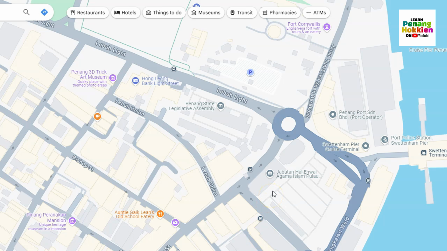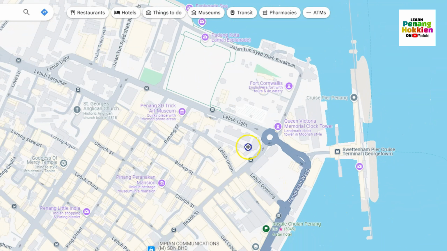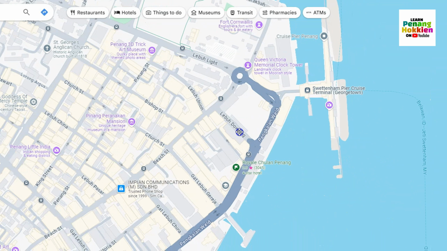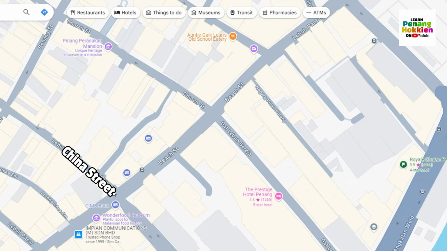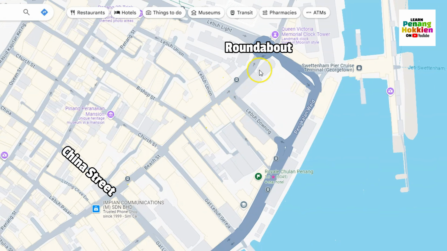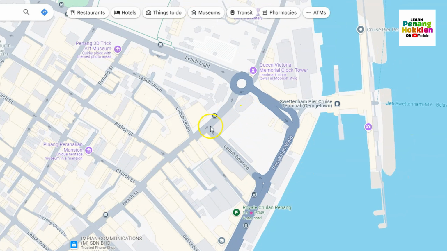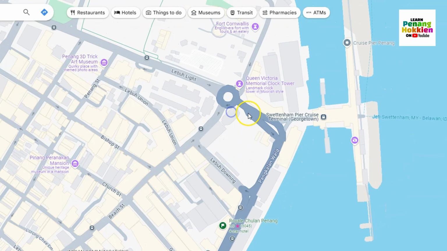So now, in this particular video, we are going to cover one stretch of Beach Strait, and it is going to be from the roundabout here all the way until China Strait, until the junction of China Strait, okay? From here until here. And before we go to that, let's look at the difference between Light Strait, which we covered in my previous video, with Beach Strait.